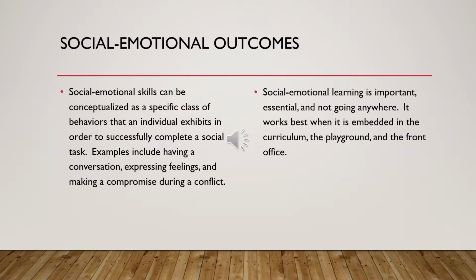It also, unsurprisingly, has positive social emotional outcomes. Students who learn social emotional skills are better able to complete social tasks, such as having a conversation, expressing feelings, and making a compromise during a conflict. As Dr. Starr expressed in her lecture, social emotional learning is important, essential, and not going anywhere. It works best when it is embedded in the curriculum, the playground, and the front office. When an entire school focuses on social emotional learning, students have better social emotional skills.